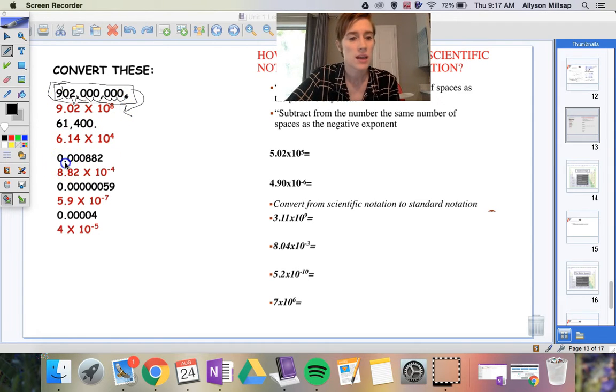Let's look at one of these. Here's the decimal. I want to make it to where there's only one number to the left of the decimal. So I want to move it right here, okay, where there's just one number, the 8, to the left of it.